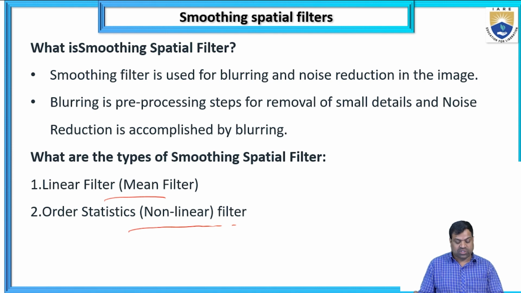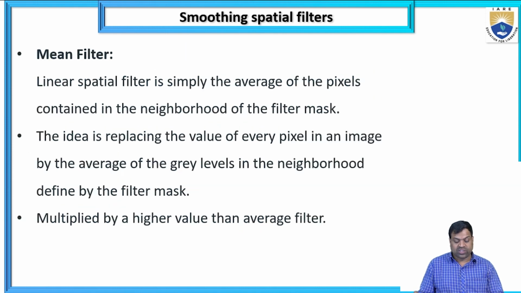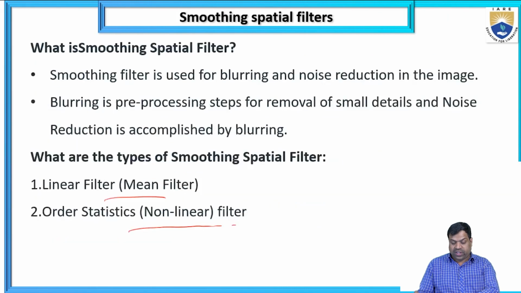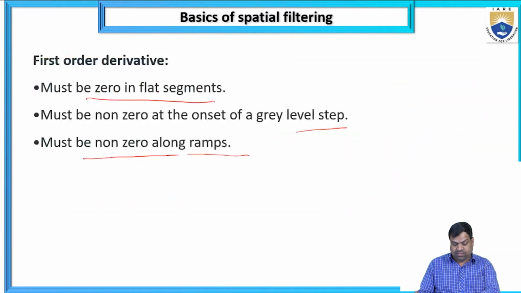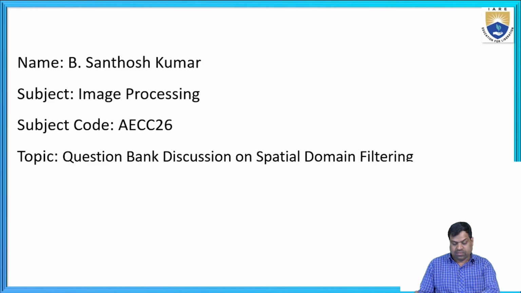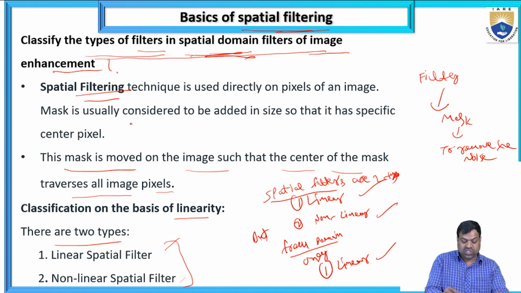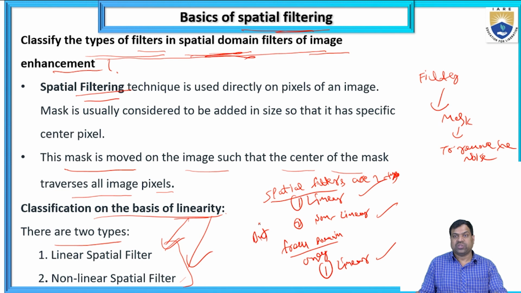There are two types: linear and non-linear. There are mean filters, and types of mean filters. The main thing in spatial filtering is that we classify the filters in the spatial domain, or spatial filtering, by linearity. So linear spatial filter and non-linear spatial filter, two types of spatial filters in image processing.